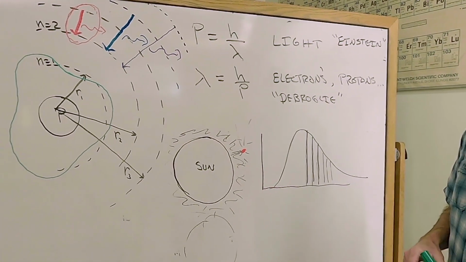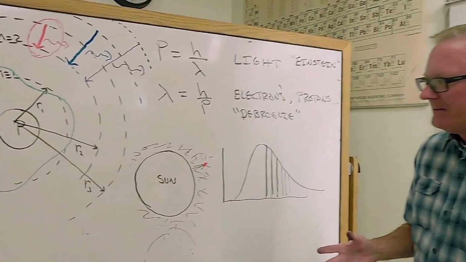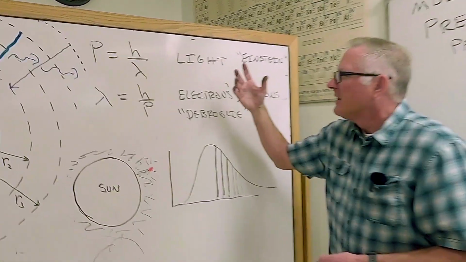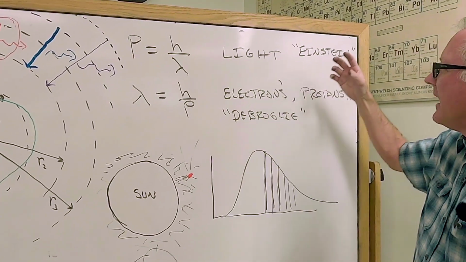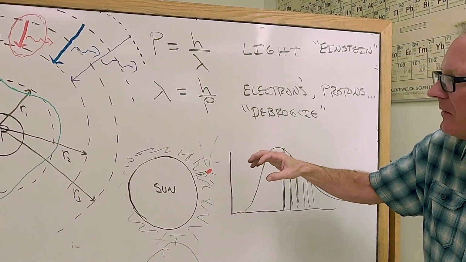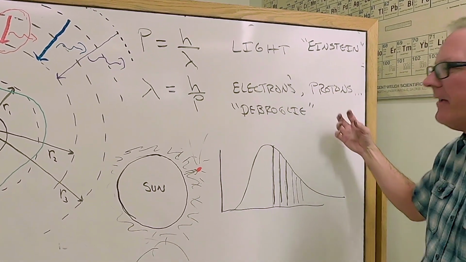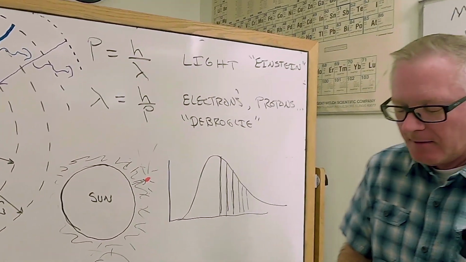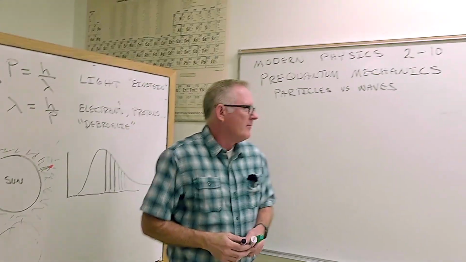Okay, so now I really just wanted to say, what is the difference? If we're going to say light, which we thought was a wave, now acts like a particle, and electrons, which we thought were a particle, are now acting like a wave, what is the difference between particles and waves?